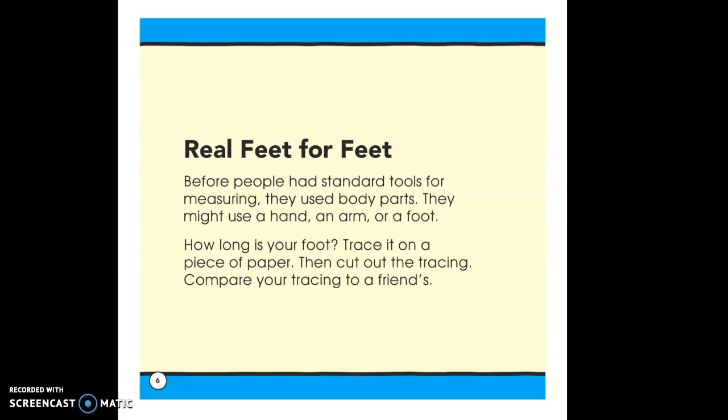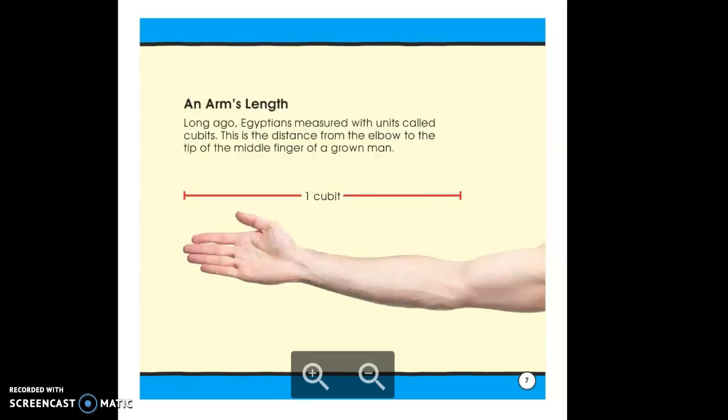And here's a little experiment. If you want to give it a try, you don't have to, but if you want to, you can give it a try. It says, how long is your foot? Trace it out on a piece of paper. Then cut out the tracing. Compare your tracing to a friend's. Or maybe you can compare it to a grown-up's or a brother or sister.